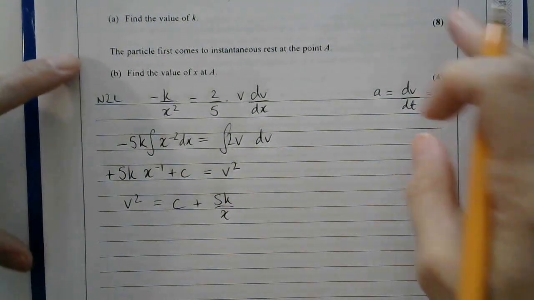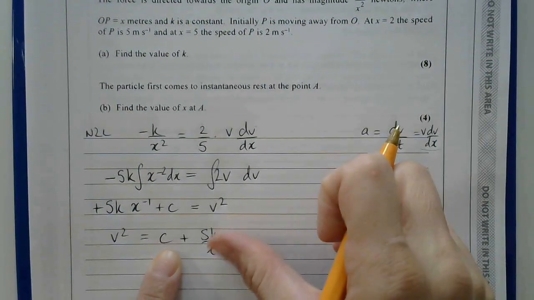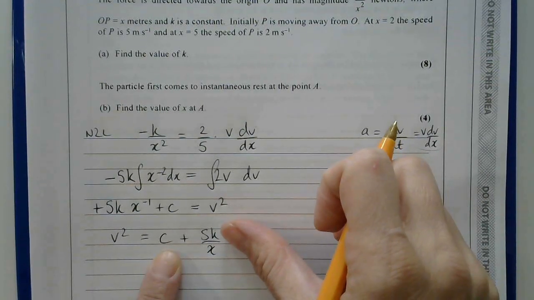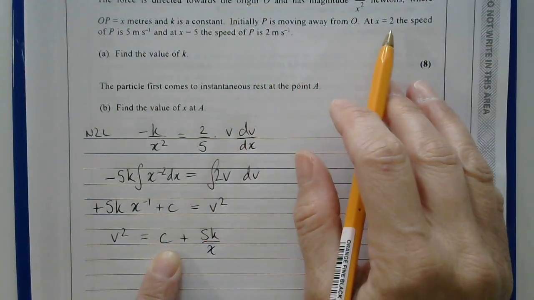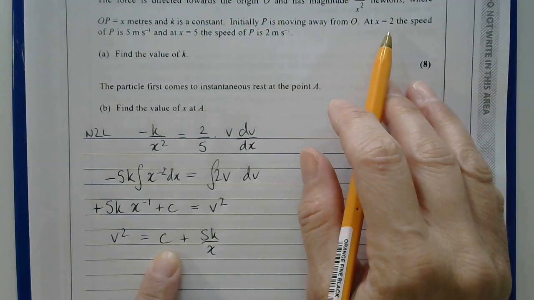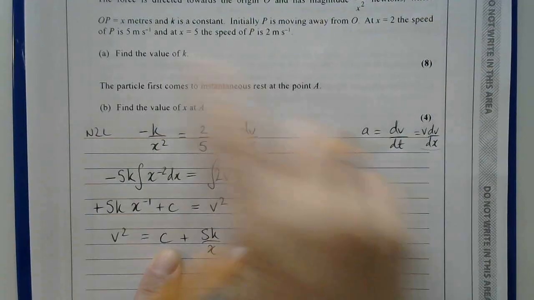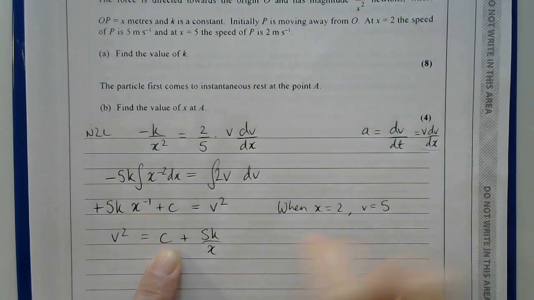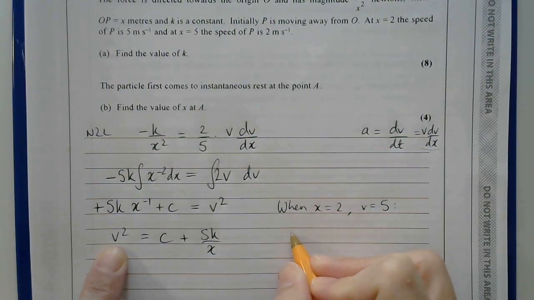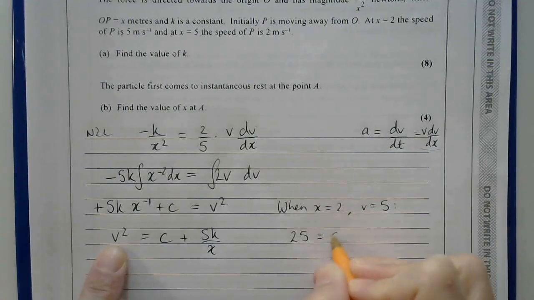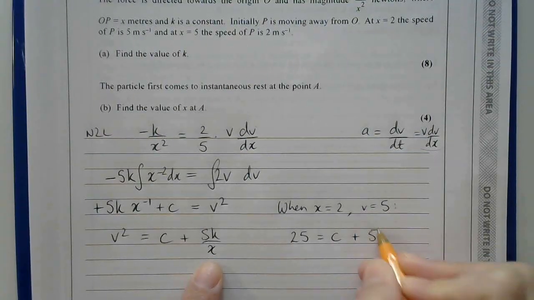Now they told me some initial conditions, and I need some initial conditions to work out c, and I also have this problem that I've also got this unknown k in there. Now they said initially it's moving away from O at x is 2. When x is 2, the speed is 5, v is 5. So if I pop that in, then here I end up with 5 squared. So I get 25 is equal to c plus 5k over 2.